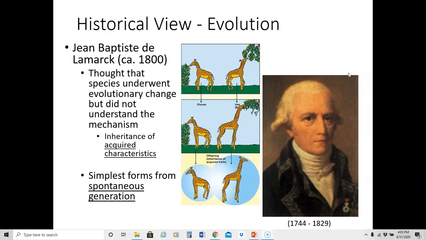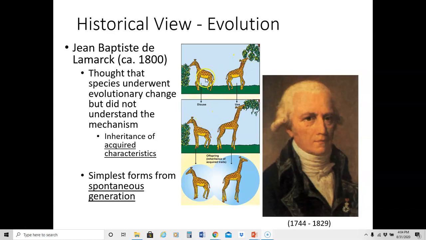Another important scientist in around 1800 was John Baptiste de Lamarck. Lamarck had the very controversial idea that species were not fixed, that they underwent evolutionary change, but he did not understand the mechanism. So he had some right ideas, but his misunderstanding was in that he thought that species changed through the inheritance of acquired characteristics.